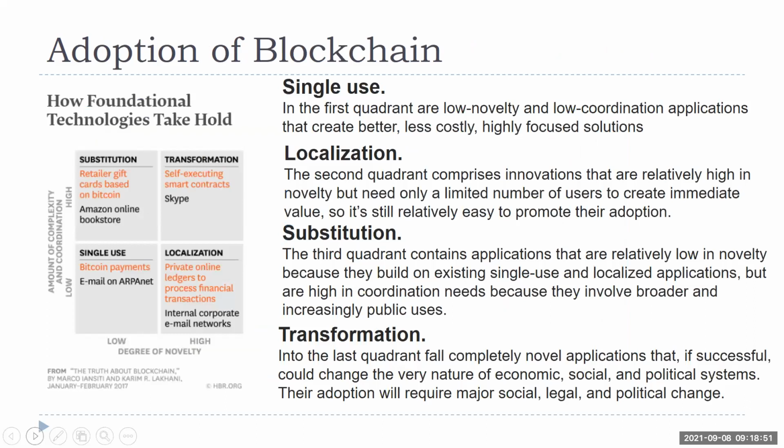So, adoption of blockchain. This is a framework popularized by Harvard Business School, and it can be utilized not only for blockchain but for different kinds of technologies. The first dimension is the degree of novelty, the degree of newness, how innovative that technology or application is, not necessarily the technology, the application part. Then the amount of complexity and coordination required. Both are low or high.